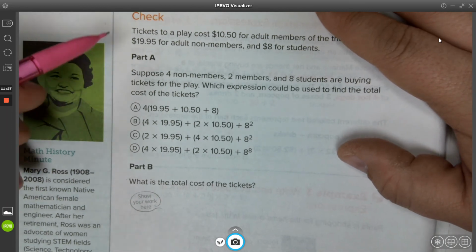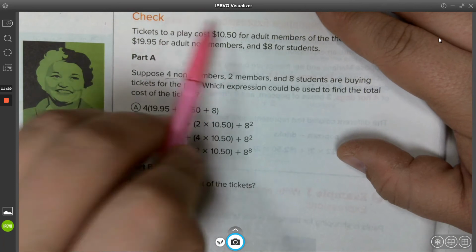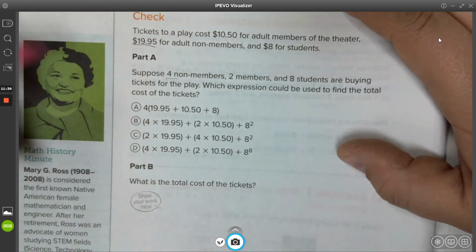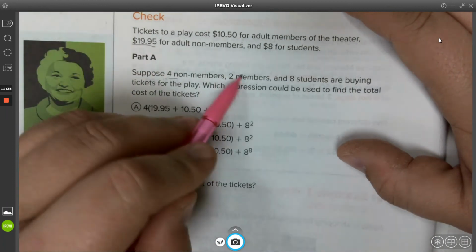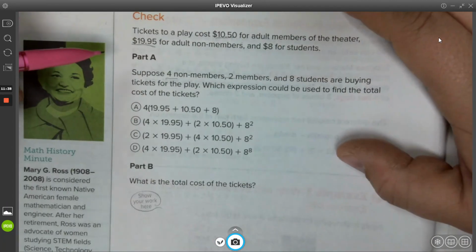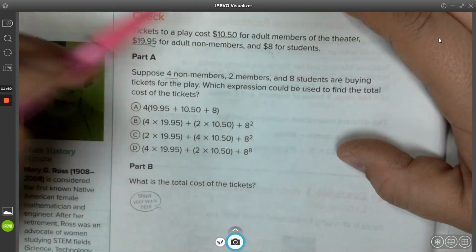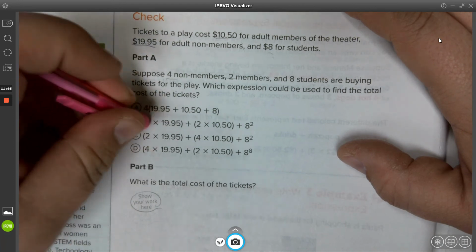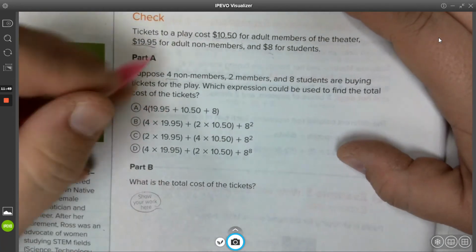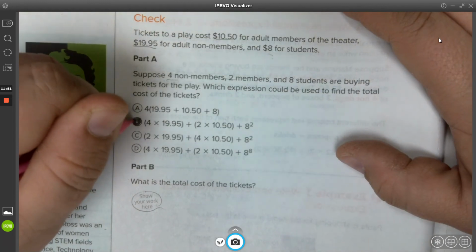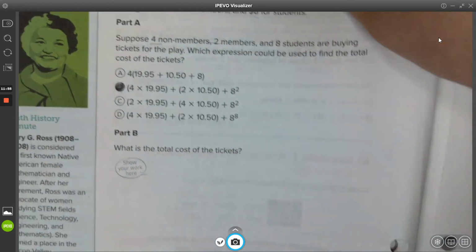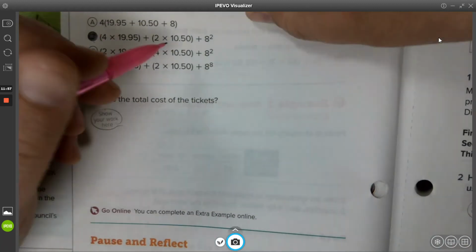So in this case, because we're buying 4 non-members, which would be 4 times $19.95, 2 members, which are $10.50, and 8 students, we would choose, oops, sorry, not this one. Or yes, this one, sorry. We would choose B for that choice, okay? And then we would actually find the total cost.